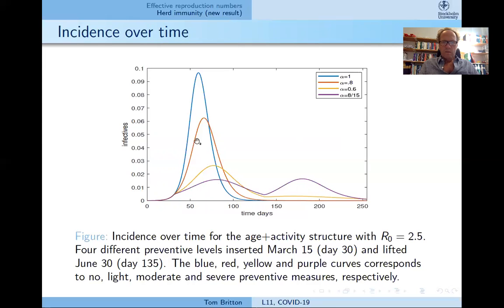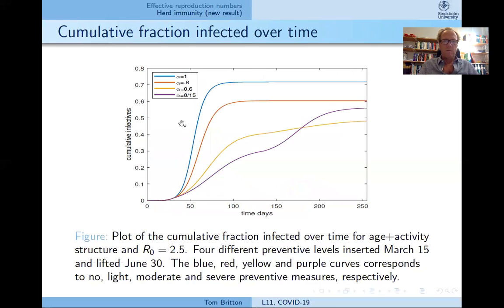So this is incidence, but on the next slide we see the cumulative fraction of infected. So we see that the biggest outbreak is if we do nothing. Second biggest if we have very small restrictions. But rather surprising, if we have a severe lockdown and then suddenly lift things after 3.5 months, we will actually have more people infected as compared to if we have less severe lockdown and lift restrictions at the same time.